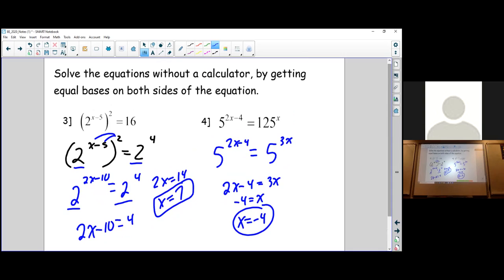Yes? To do the 5s to go. Yeah, because they're like bases. Yeah, and I think we're going to get to something that we can't work when they're not like bases, but we'll eventually get to that.